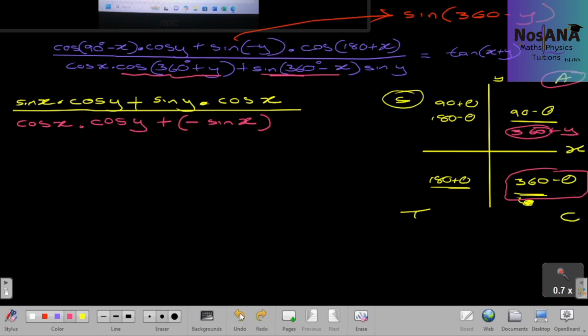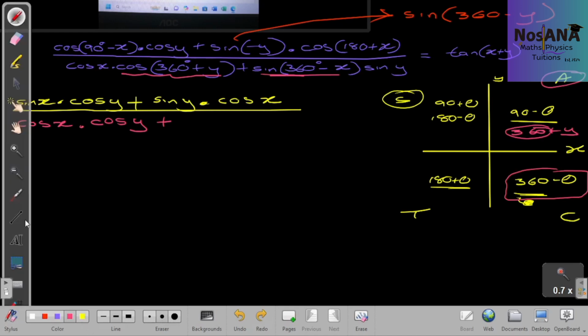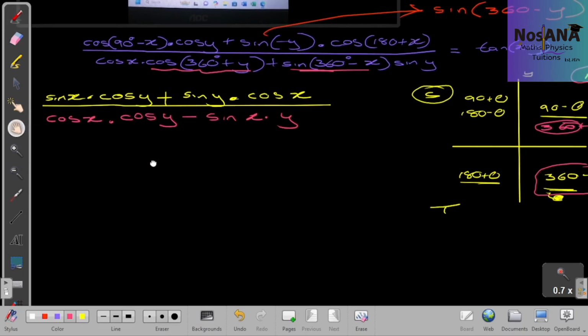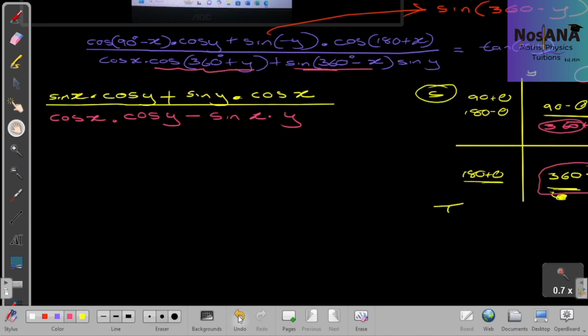So allow me to just rewrite this now. I've got to erase this first. Let me just erase this positive sign. We are moving it to become a negative, so it will be minus sine x times y. All right, okay, cool. So we are actually done. Here I'm supposed to write sine y, right?